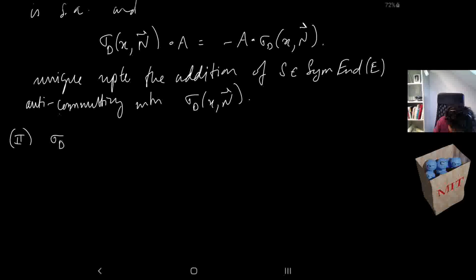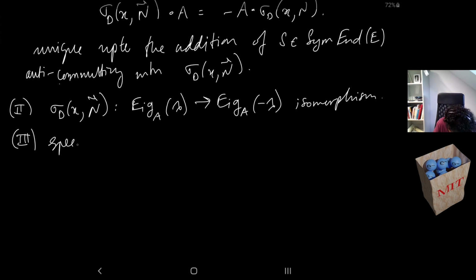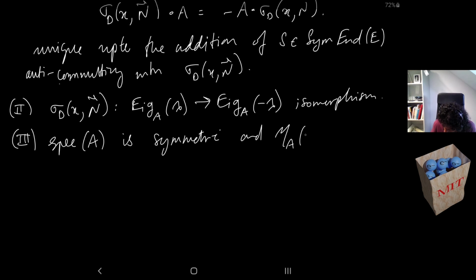We have that this map is an isomorphism, and lastly we have that the spectrum of A is symmetric and the eta invariant of A vanishes identically.